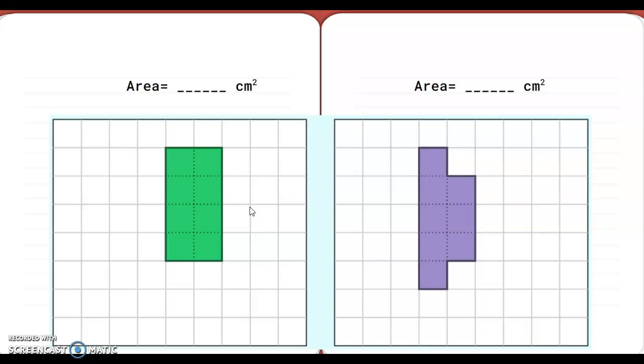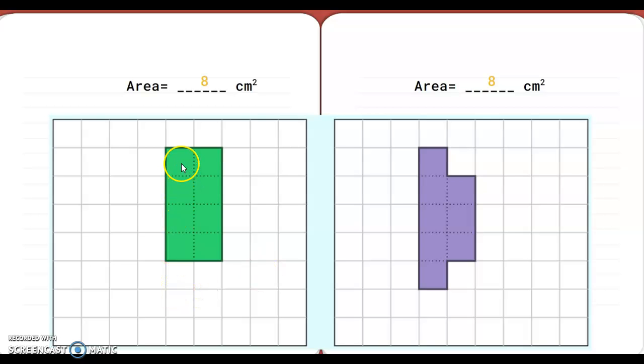Take a look now at these next 2 figures. What is the area for this first shape? Okay, now take a look at this second shape. What is the area for that one? Let's take a look. So the answer is 8 centimeters squared for both of those figures. How can that be?